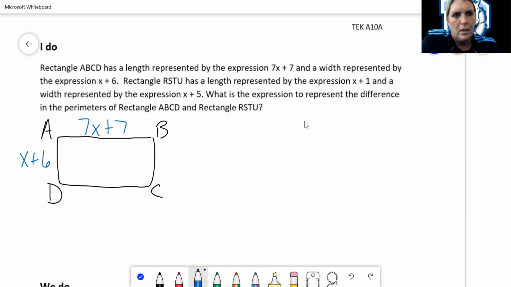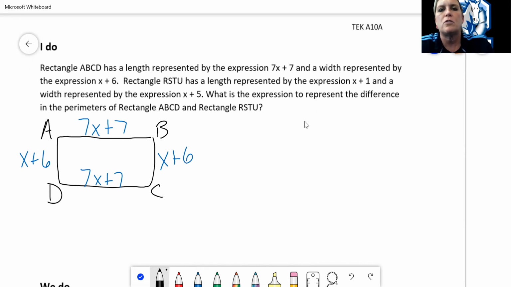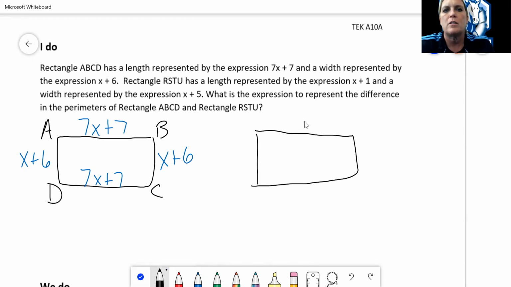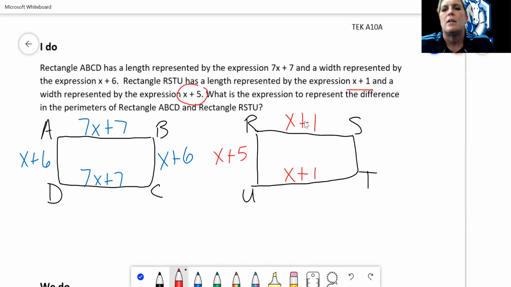I want to label all my sides because when we find perimeter, it's adding up all the sides. So the top and the bottom are the same, and right and left are the same. Now let's do the other rectangle. The letters are R, S, T, U. You need to do it the same way. This time the length is x plus 1, so the top is x plus 1 and the bottom is x plus 1. And the width is x plus 5, so I'll do x plus 5 and x plus 5.